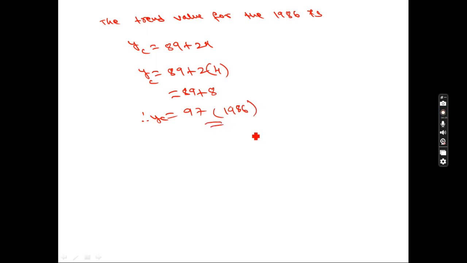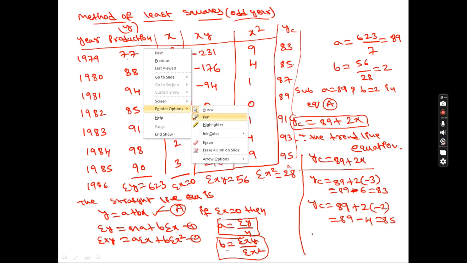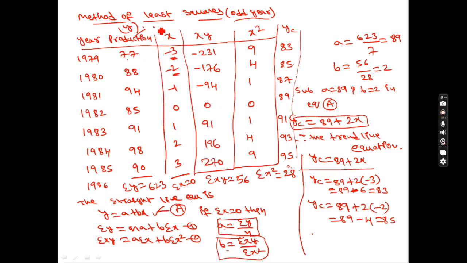So I think the concept is clear. After getting this, what you need to do: these are called production values, or actual values. Remember, these are called actual values, and these are called trend values.